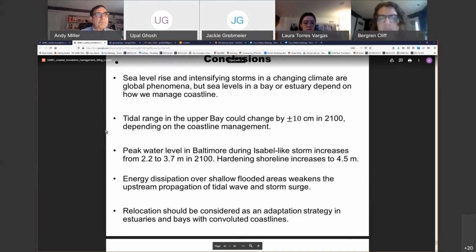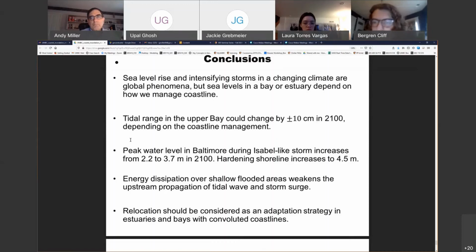The physics behind this is that any dissipation over shallow flood areas really makes a difference. They can take the punch out of tidal waves and storm surge, and really help the upstream locations. But it's a hard sell for people on the shore, where you ask them to migrate to high ground, leave their homes, and flood their homes to save Baltimore and Washington, D.C. So the communities in Chesapeake have to discuss this and think about whether relocation is a viable adaptation strategy. It doesn't just involve physical science, but also social science, with people and communities coming together.